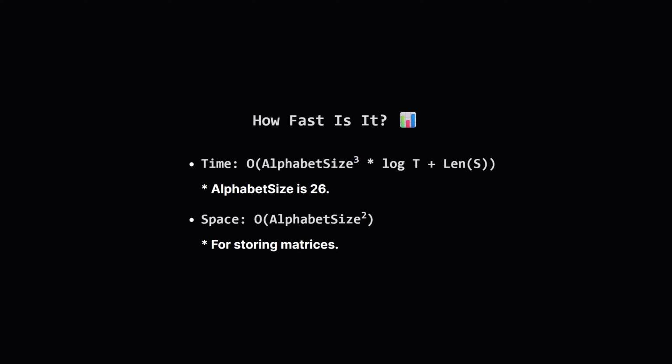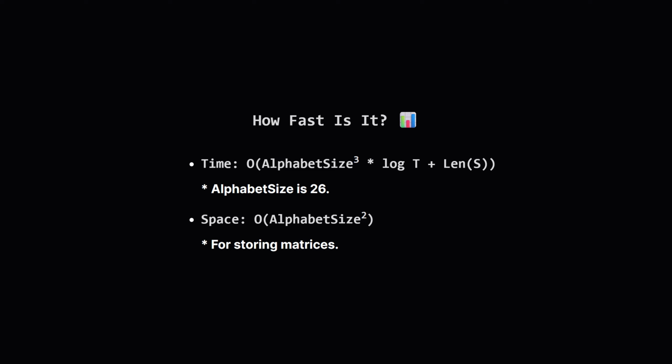Let's talk complexity. The most intensive part is calculating M to the power of t. Matrix multiplication of two, say, k by k matrices, takes about k cubed operations. And the matrix exponentiation does about log t of these multiplications, so that's roughly k cubed times log t. Here k is our alphabet size, which is fixed at 26. We also do some initial work to count characters in string s, which is proportional to the length of s. And some final calculations. Overall, the time complexity is dominated by that matrix exponentiation part.